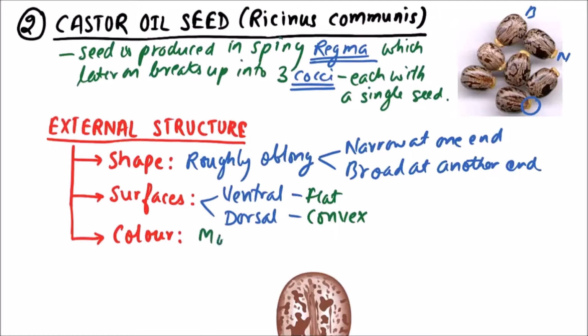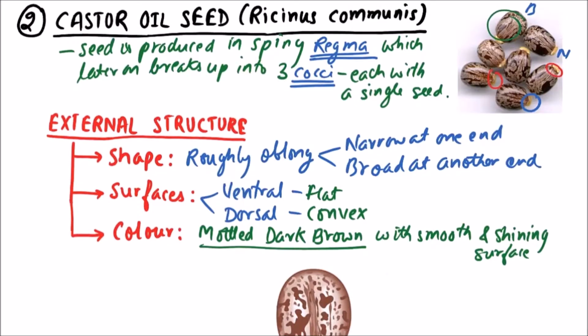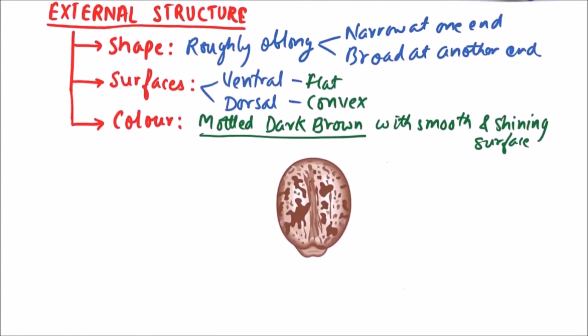The color is mottled dark brown, with a smooth and shining surface. You can observe the shining surface. If we externally observe the seed, we can observe this structure. It is known as caruncle. Now what is this caruncle?